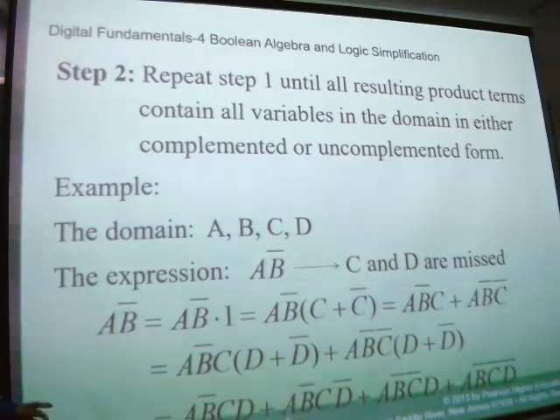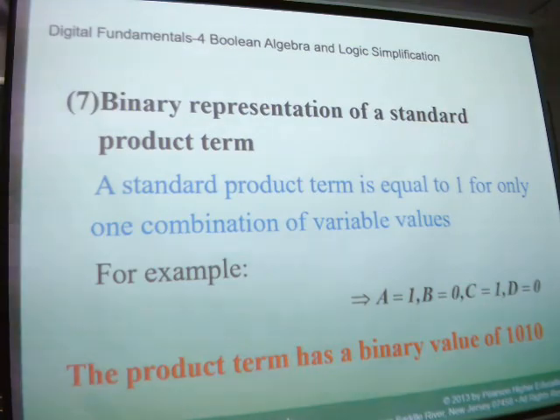This is the method of how to convert a non-standard SOP form to standard SOP form. Then, the binary representation of a standard product term. Every standard product term is equal to 1 for only one combination of variable values.